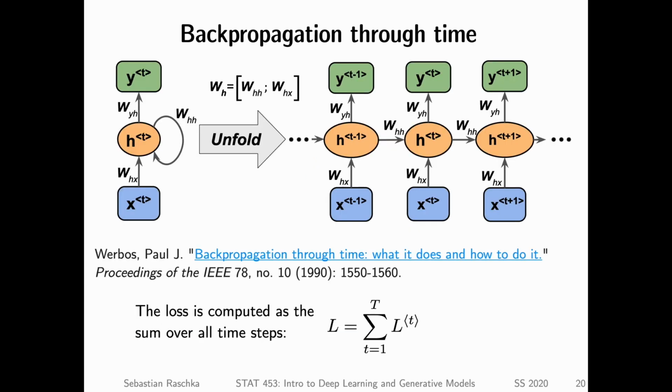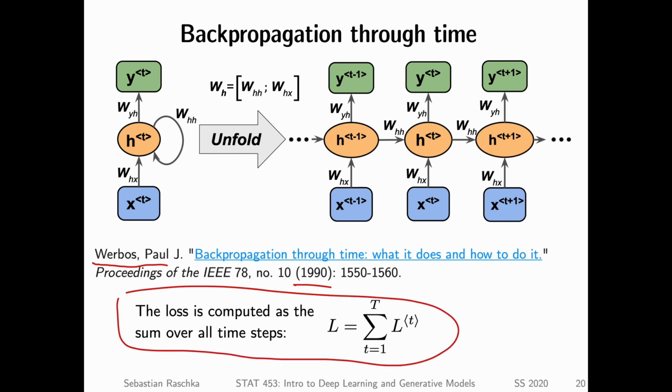And by the way, this backpropagation through time concept is based on a paper by Paul Werbos, which was published in 1990. It's a long time ago, but it's still very influential, like the original backpropagation paper, because that is still how we do backpropagation in RNNs. And like I said, the loss is computed as the sum over all the individual time steps that come before it. So for a given loss at time step t, the last time step, we would sum over all the previous time steps starting at the first time step.